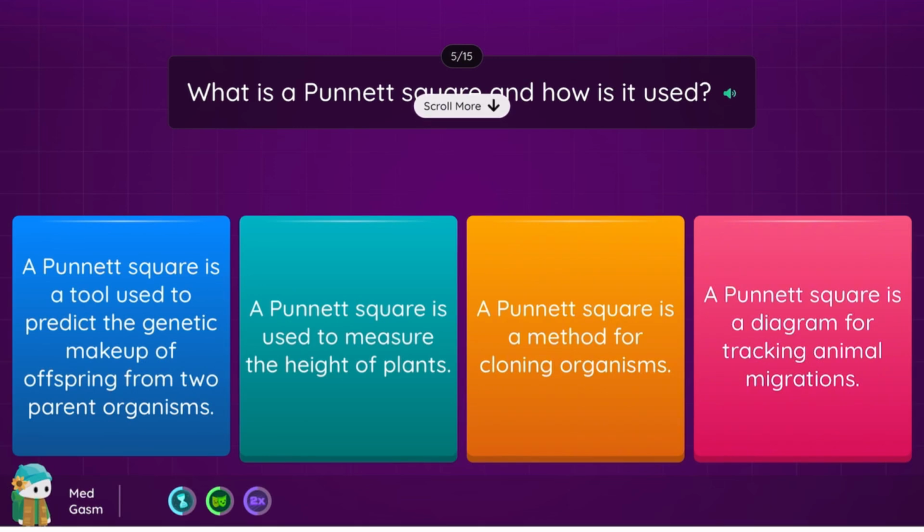Option 3. A Punnett square is a method for cloning organisms. Option 4. A Punnett square is a diagram for tracking animal migrations.